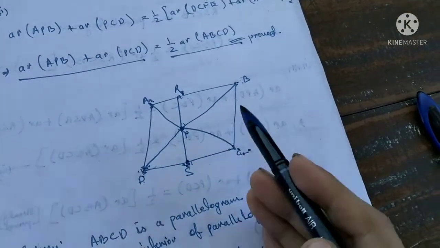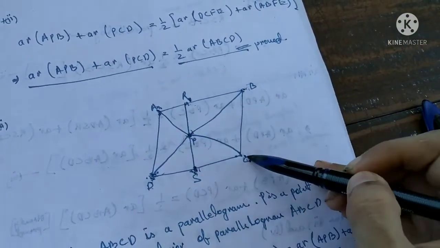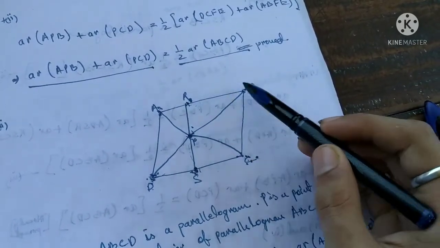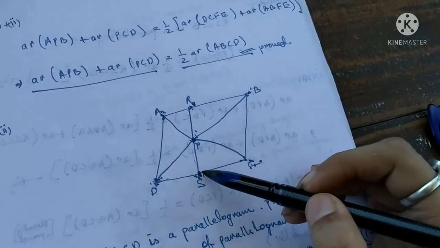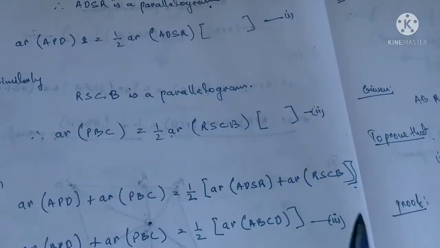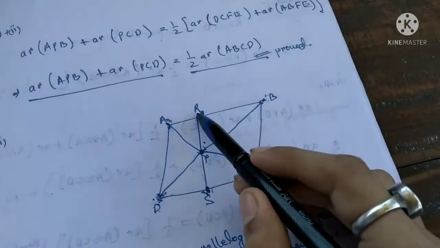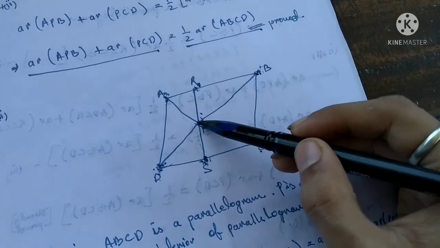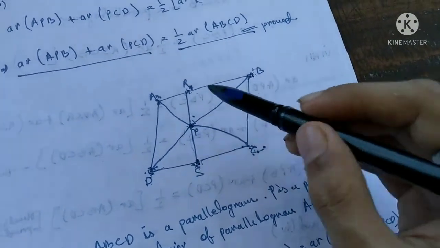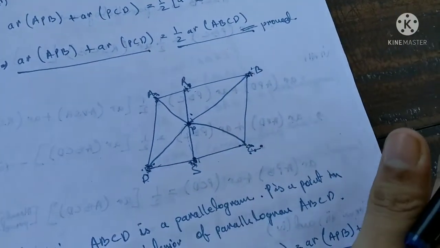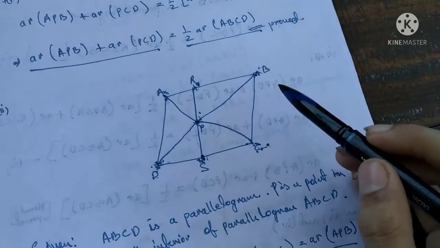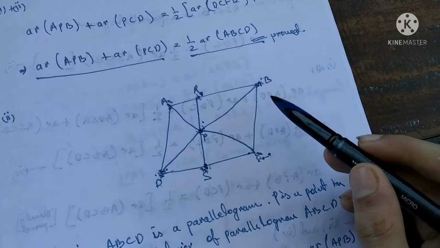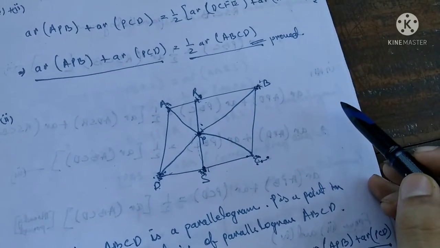Similarly, in the next part I can say that the area of BPC equals half the area of this parallelogram, RBCS, or as I named it here, RSCB. Area of BPC equals half the area of RSCB. Again I write in the bracket that if a triangle and a parallelogram are on the same base and between the same parallels, then the area of the triangle is half the area of the parallelogram. That will be equation number 2.